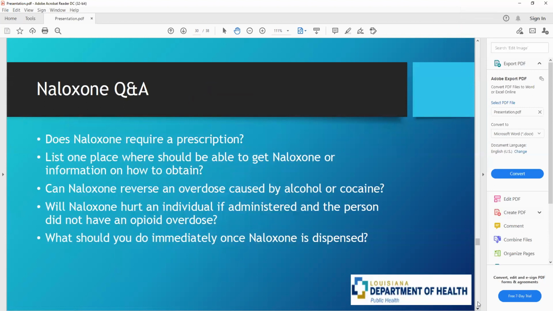No. Okay. List one place where you should be able to get naloxone or information on how to obtain it. Pharmacy, FQHC clinic. Good deal. Can naloxone reverse an overdose caused by alcohol or cocaine? No. Okay. Will naloxone hurt any individual if administered to them and they don't actually need it? No. What should you do immediately once naloxone is dispensed? Call 911. You got it. All right, next slide.